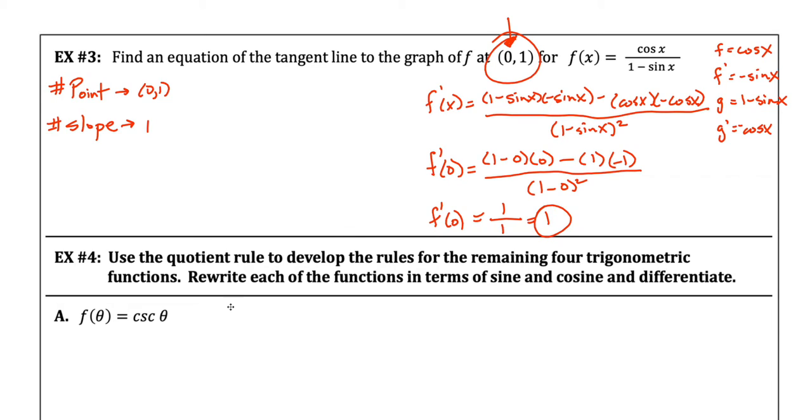So why did we change it to 1 and 0? I was trying to find the slope at the point 0, 1. The derivative represents slope anywhere. By me plugging in x equals 0, this is the slope at x equals 0. And that's what I'm trying to find.